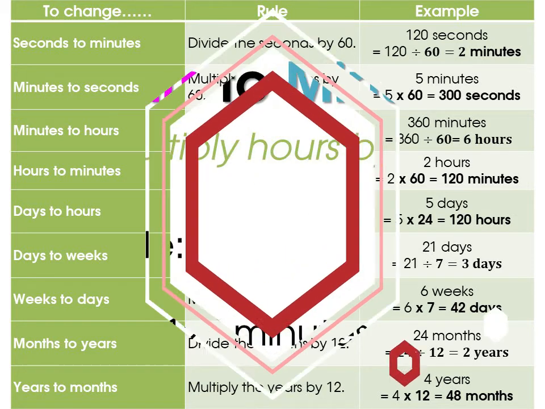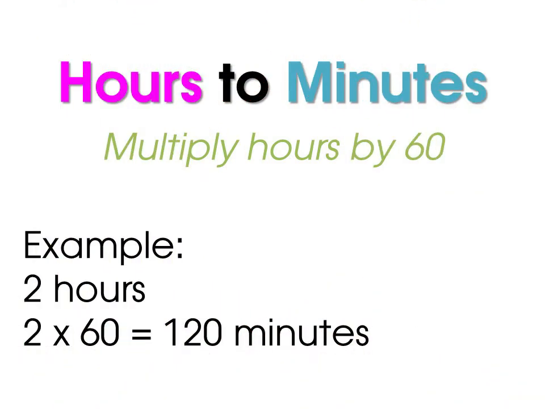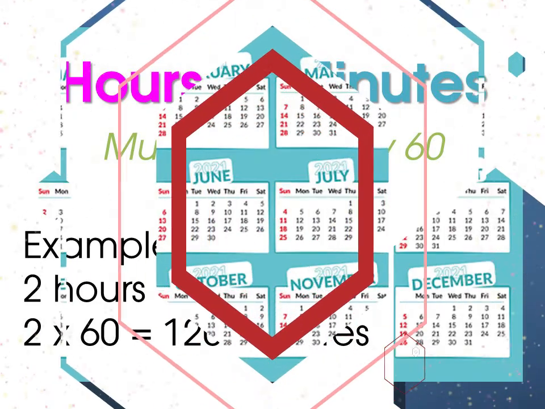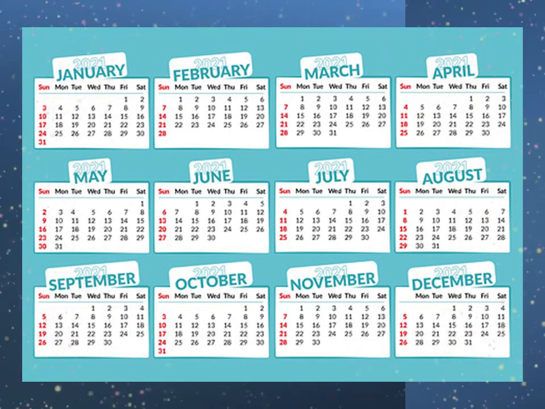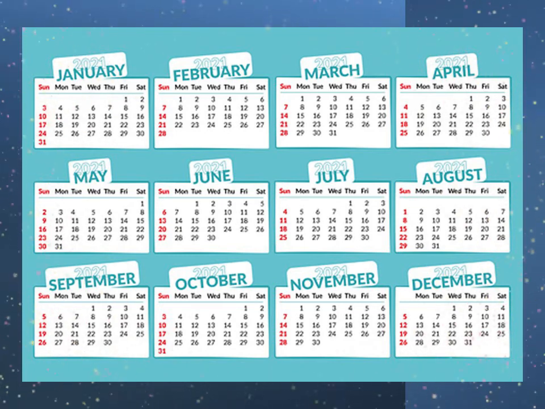For example, to convert hours to minutes, they should multiply the hours by 60. They should understand that from large to small, they should multiply, and from small to large, they must divide. When calculating days, weeks and months, it is important to give the learners calendars to support them with their calculations.